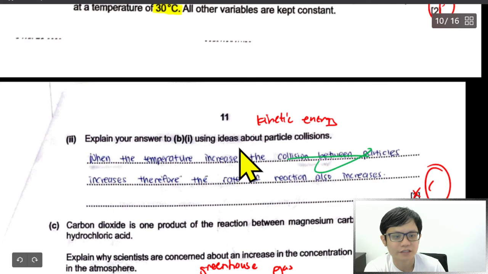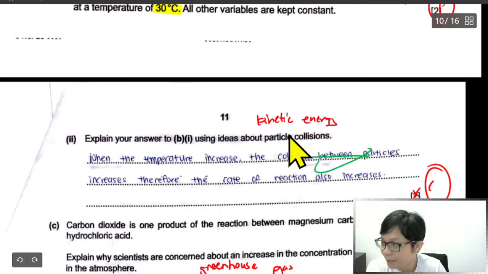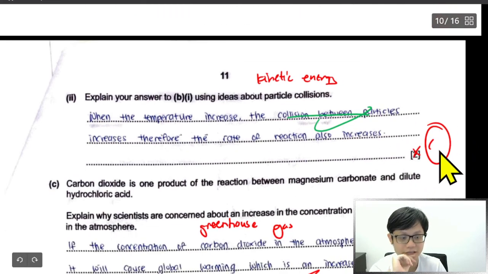Explain your answer using particle collision. Of course, the increase of kinetic energy will increase the particle collision. Another 1 mark is for move faster or move more, so I didn't see any. So the student gets 1 mark, because the other mark for this question is kinetic energy. The kinetic energy increases, so the rate of collision between particles increases. So the student just gets 1 mark.